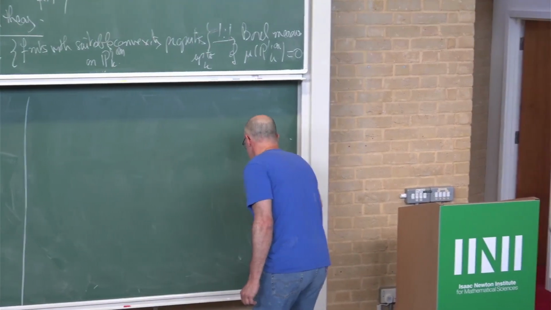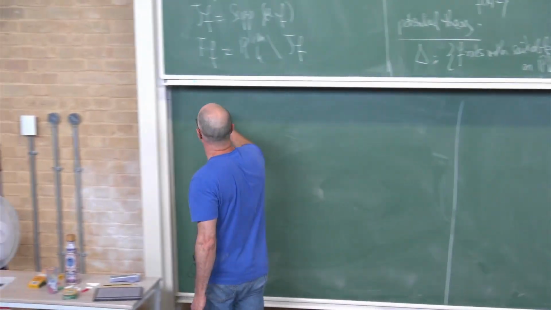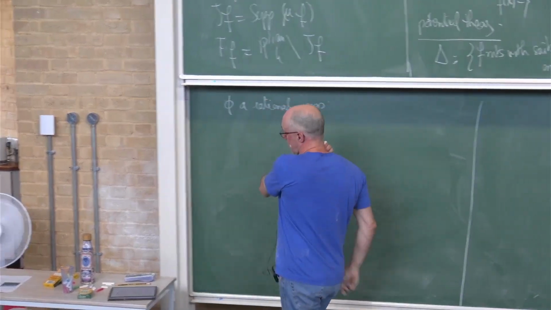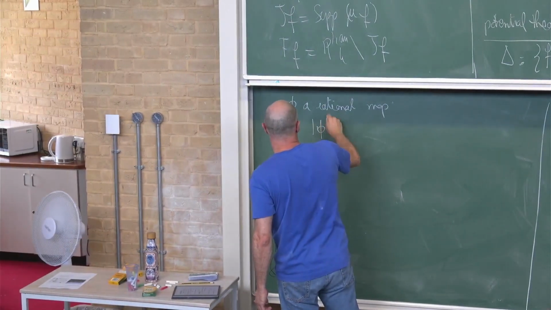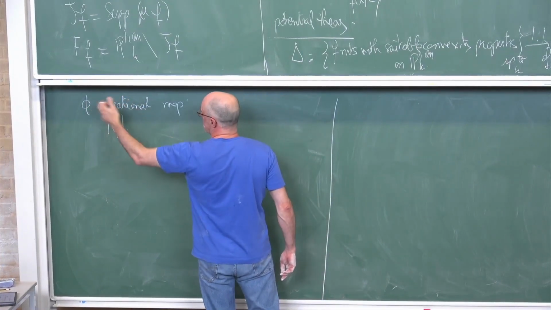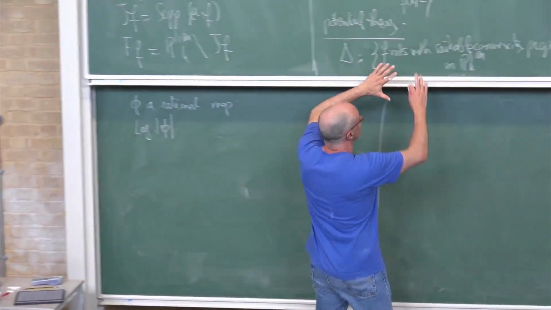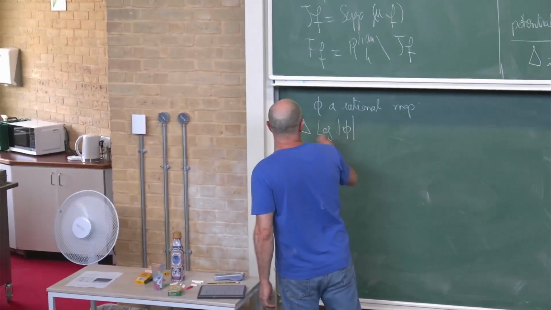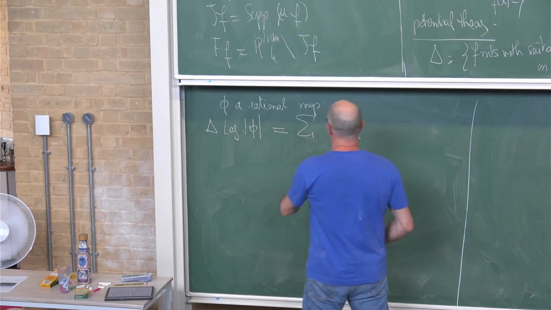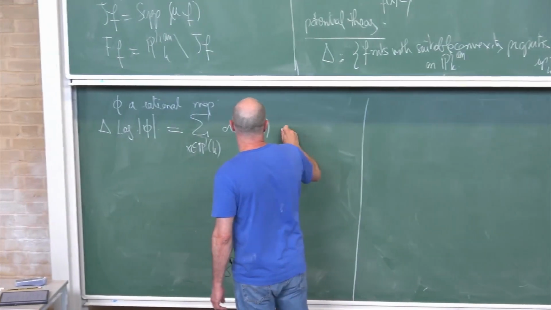So if you take the Laplacian, if you take a rational map, let's say phi, you can look at its norm. When phi has a pole, then it is plus infinity. When phi has 0, this is 0. You can look at the log of this. Then the log of the norm belongs to this class. You can take the Laplacian, and what you get is the sum of the order of vanishing at points inside P1 of k of phi, times delta mass at x.